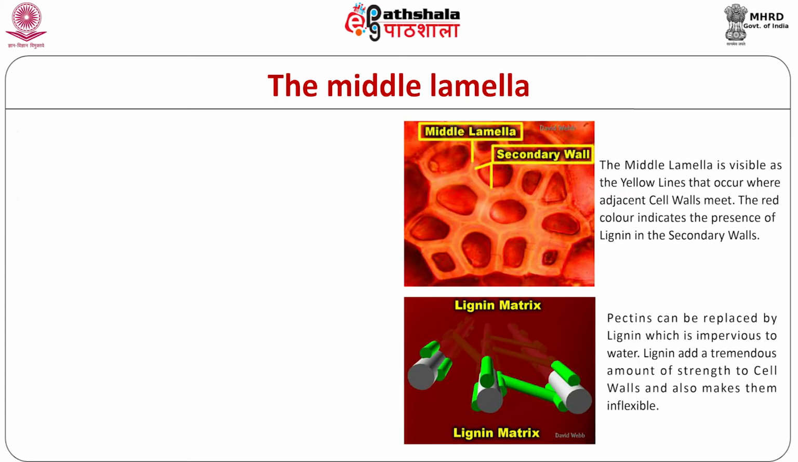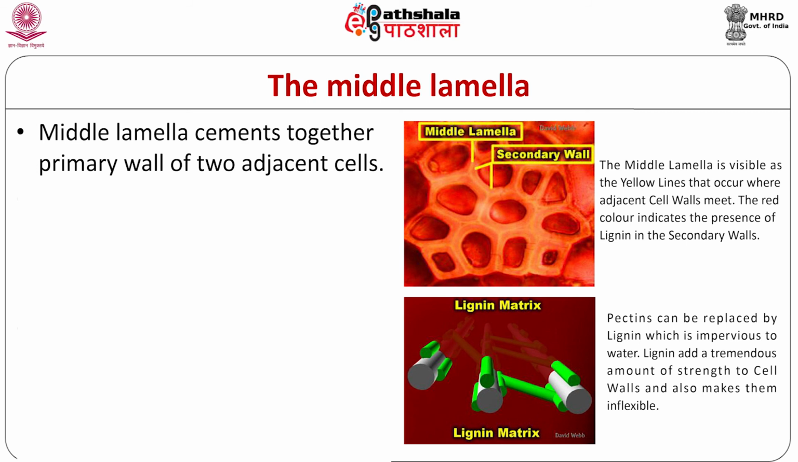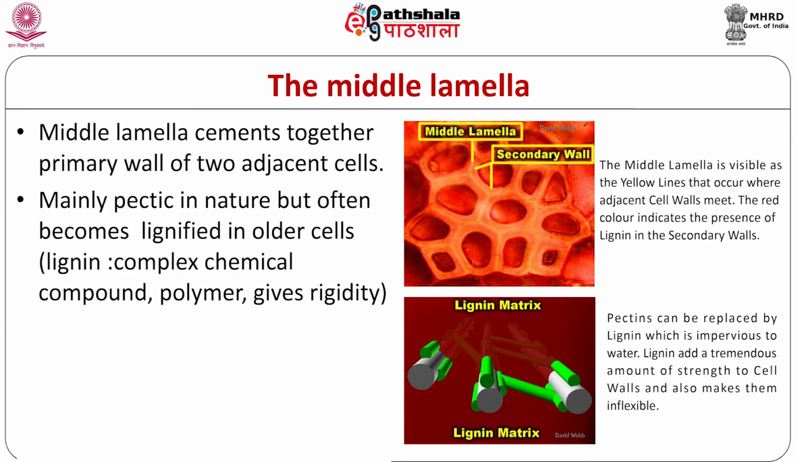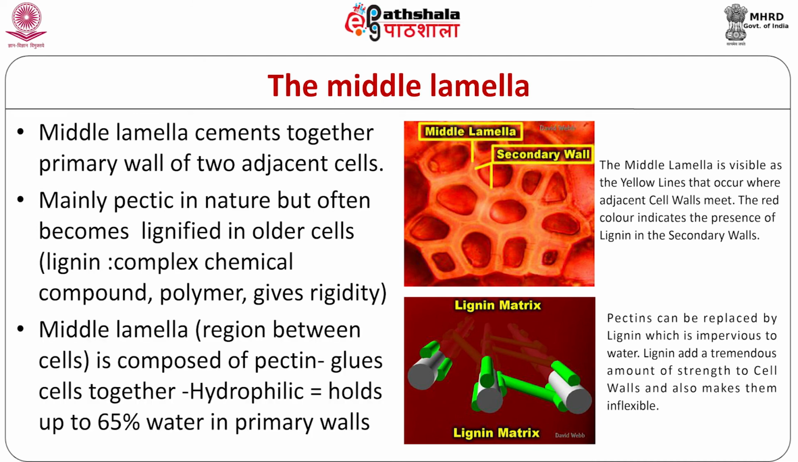The middle lamella. The middle lamella cements together the primary cell walls of two adjacent cells. It is mainly pectic in nature, but often becomes lignified in other cells. Lignin, a complex chemical polymer, gives rigidity to the cell wall. The middle lamella, a region between cells, is composed of pectin and glues cells together. It is hydrophilic and holds up to 65% of water in primary walls.